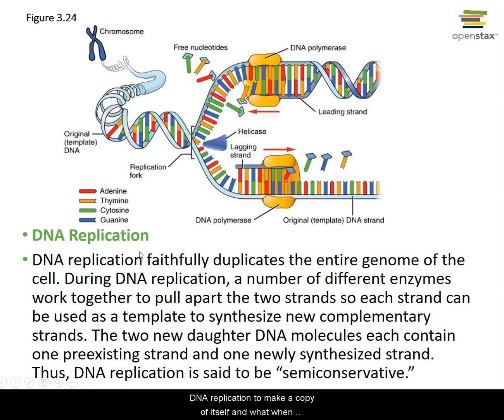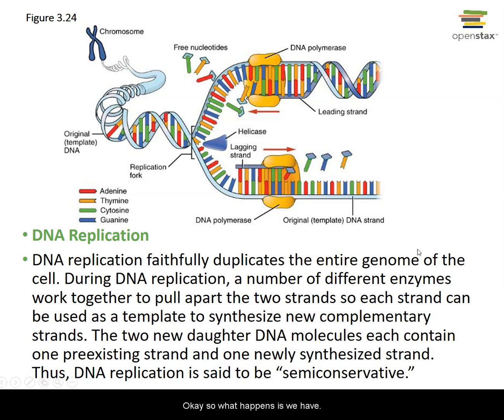DNA replication, to make a copy of itself. And when does this happen? We've talked about mitosis. When does this happen when you have DNA replication? Well, it's right before the cell begins to move into mitosis for cell division. You have to have DNA replication. So you have 2 sets of chromosomes, one for each new daughter cell.